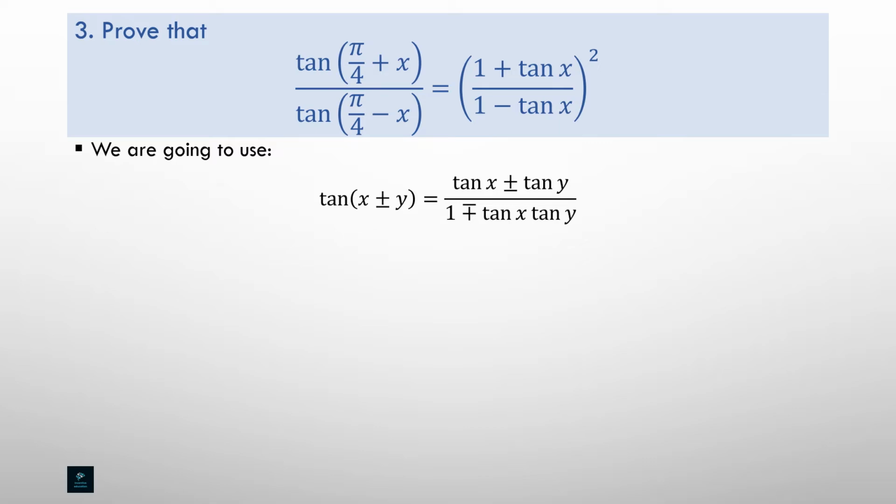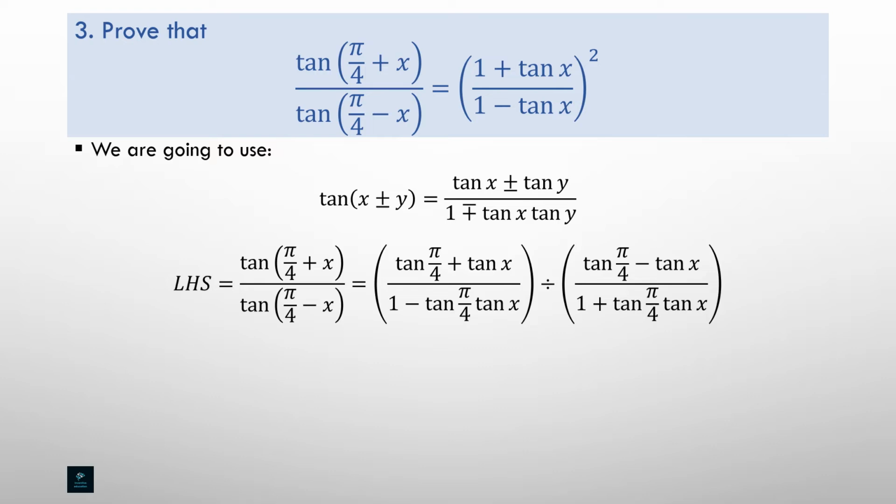Applying this on the LHS, we get tan of (pi by 4 plus x) divided by tan of (pi by 4 minus x) equal to (tan of pi by 4 plus tan x) divided by (1 minus tan of pi by 4 times tan x). Applying this relation on tan of (pi by 4 minus x), we get (tan of pi by 4 minus tan of x) divided by (1 plus tan of pi by 4 times tan of x). And there is a division here involved, and we have replaced this ratio by the division symbol.